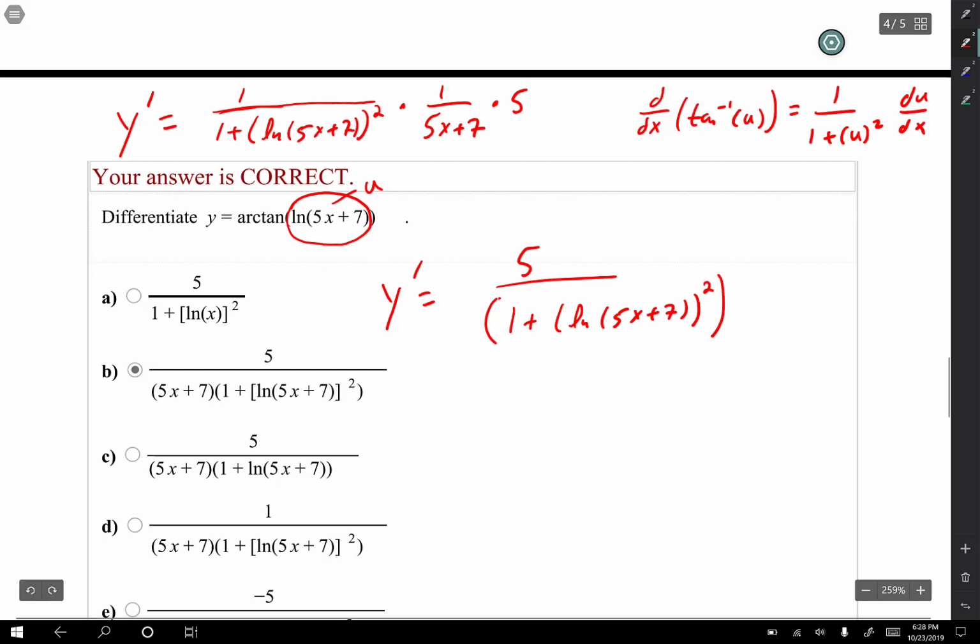So let me color code this. Oh, the AC just turned off. I don't know if you guys could hear that.